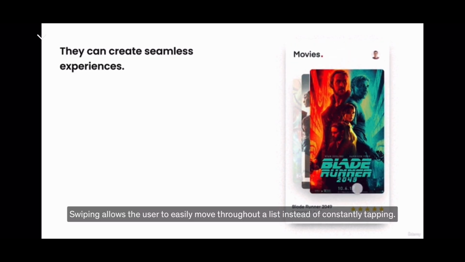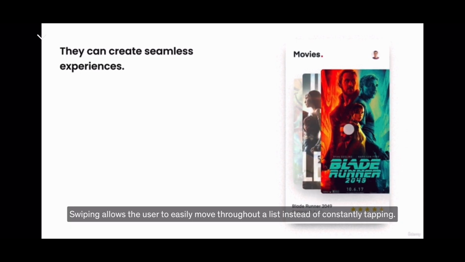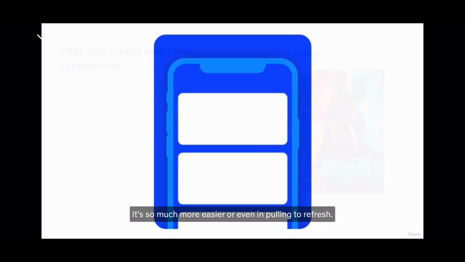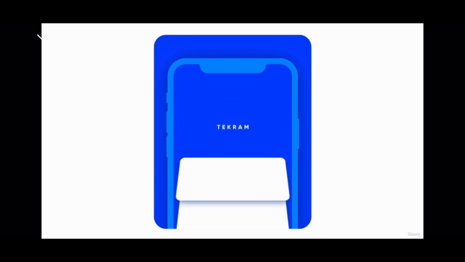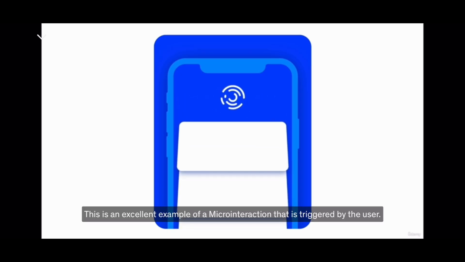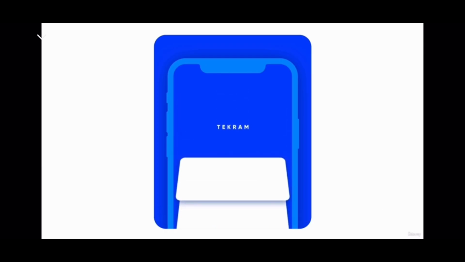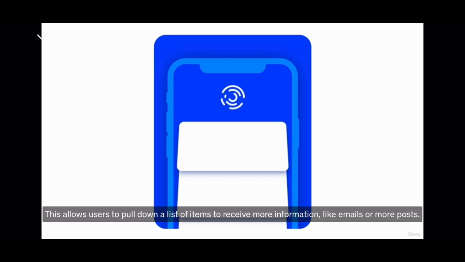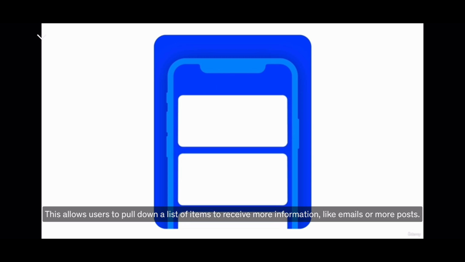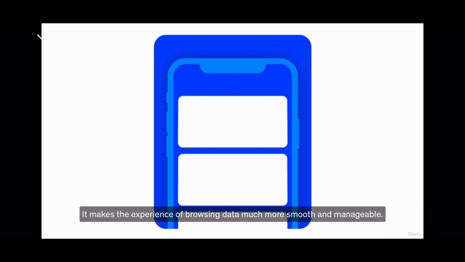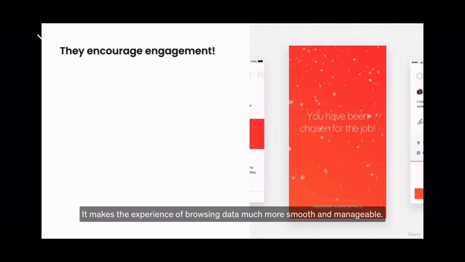Swiping allows the user to easily move throughout a list instead of constantly tapping. It's so much easier, or even in pulling to refresh. This is an excellent example of a micro interaction that is triggered by the user. This allows the user to pull down a list of items to receive more information like emails or more posts. It makes the experience of browsing data much more smooth and manageable.